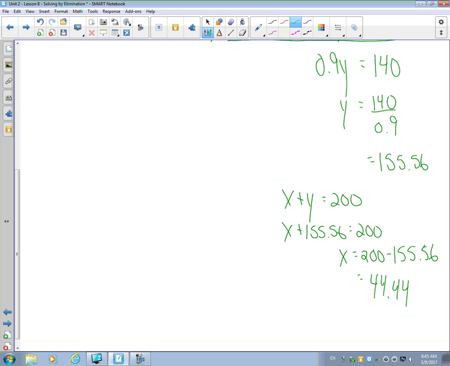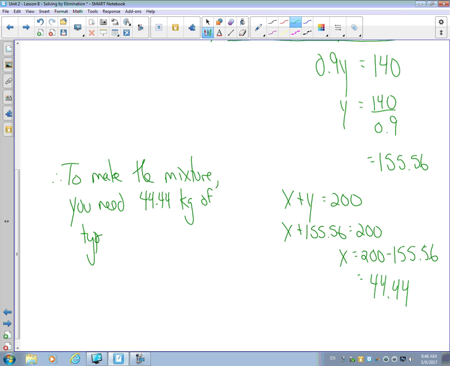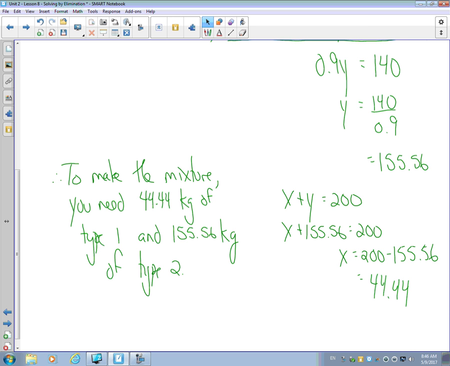What do we need at the end? Therefore. All right, to make the mixture, you need 44.44 kilograms of type 1 and 155.56 kilograms of type 2. Okay, and there's an elimination question. Most mixture situations are elimination because you get x and then the y, then the number.